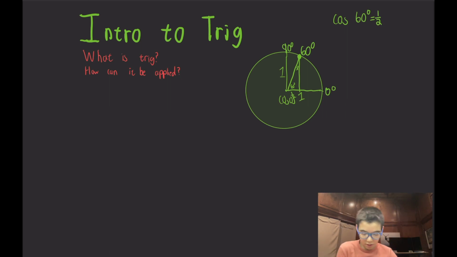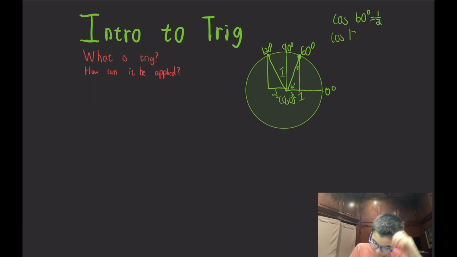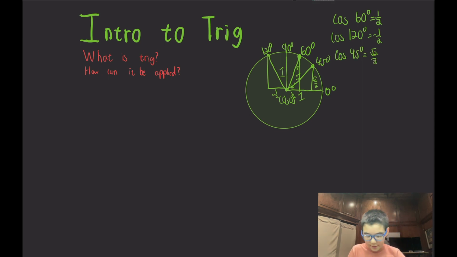Okay, so let's try a different one. What about cosine of 120? It's just the x-coordinate, and this is also 30-60-90, so it's minus 1/2. That seems pretty easy. Let's try a different one. What about 45 degrees? This is 1, that's root 2 over 2, because it's an isosceles right triangle. So cosine of 45 degrees is root 2 over 2. Basically, for cosine, you plot the angle on the plane and then you find the x-coordinate.